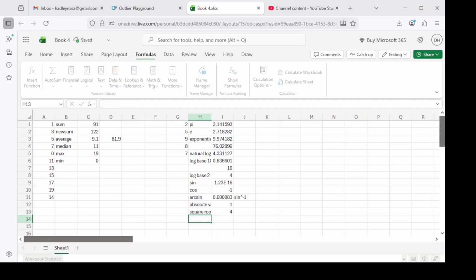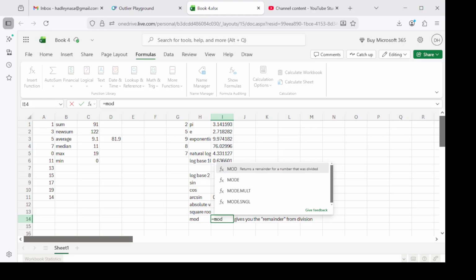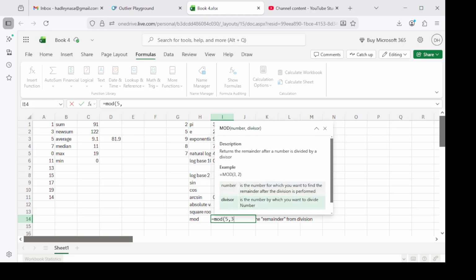A useful one that is not very common is a function called mod. Okay, so what does mod do? It basically gives you the remainder from division. So if I do equals mod 5, 3, I should get a remainder of 2. Because if I did long division of 5 divided by 3, I'd get 1, and then I'd have a remainder of 2.